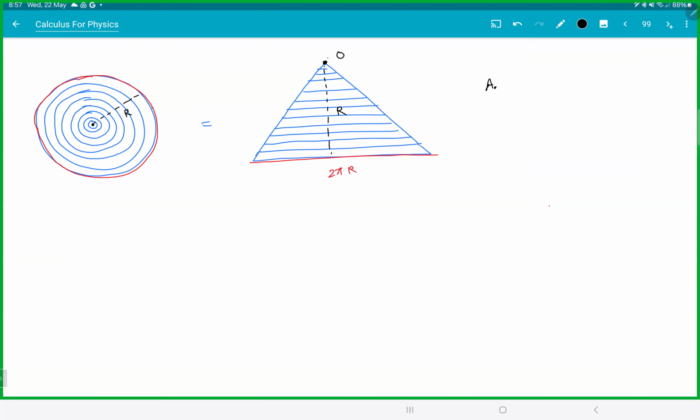What is the area of a triangle? Half base into height. So base is 2 pi r. Height is r. Area is pi r square. You're getting this? So when you took elements and elements and elements and you added, what you got is a triangle. I hope this logic is making sense.